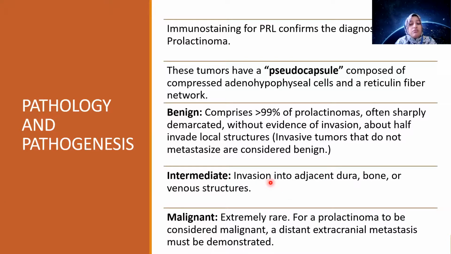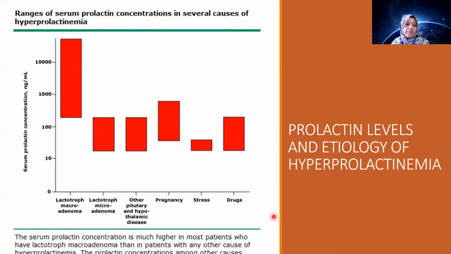Intermediate ones are the ones which have invasion into the adjacent dura, bone, and the venous structures, the cavernous sinuses. But again, they are not considered metastatic. Since they invade a lot of structures and can be difficult to treat or manage, they are considered an intermediate variety. Malignant prolactinomas are extremely rare. For a prolactinoma to be considered malignant, a distant extracranial metastasis needs to be demonstrated. Extracranial, remember, not within the brain itself.